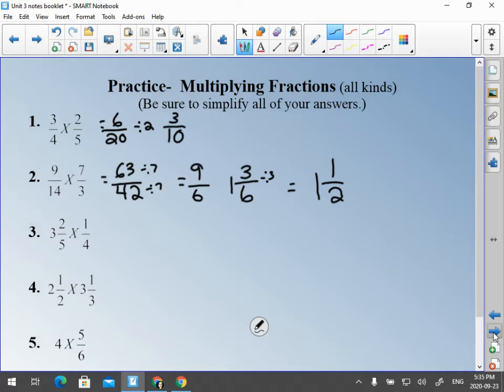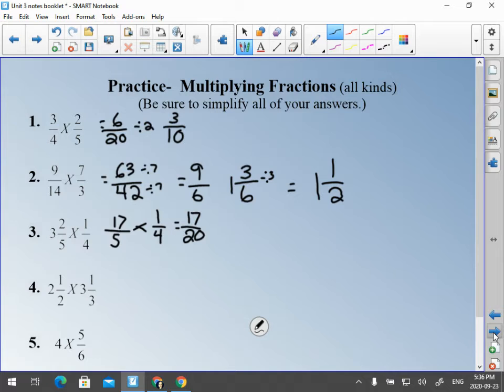For question number 3, I have a mixed fraction. My first step is going to be to convert my mixed fraction to an improper fraction. 3 times 5 is 15. 15 plus 2 is 17 over 5, times 1 over 4. Numerator times numerator, 17. 5 times 4, 20. I know I cannot simplify that anymore, as 17 is a prime number and it doesn't go into 20. Question 4, same thing. I'm going to do that around the world.